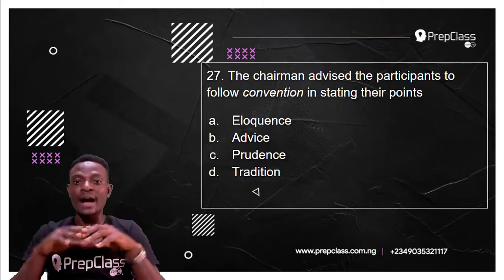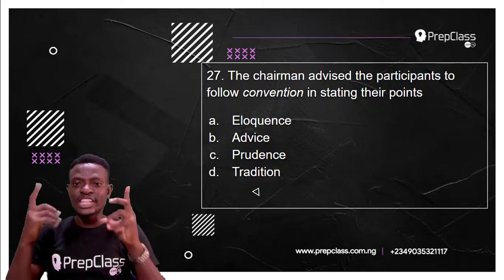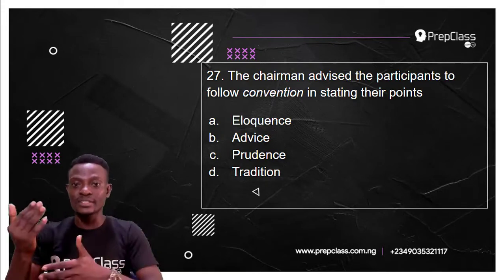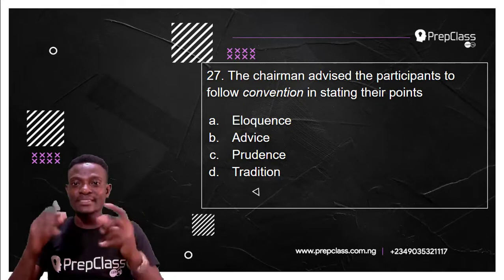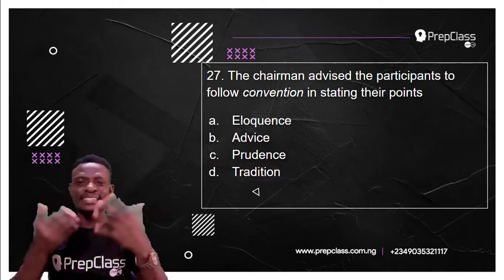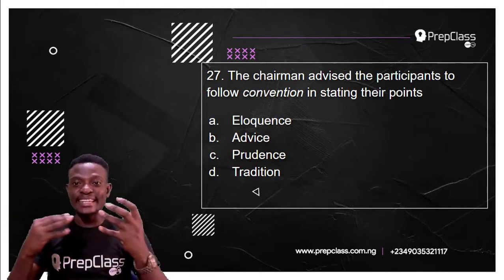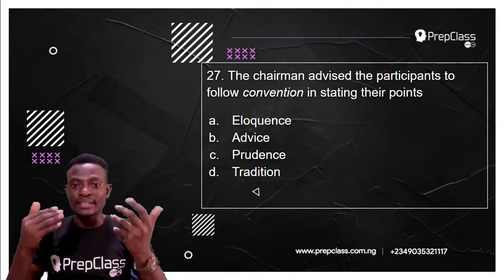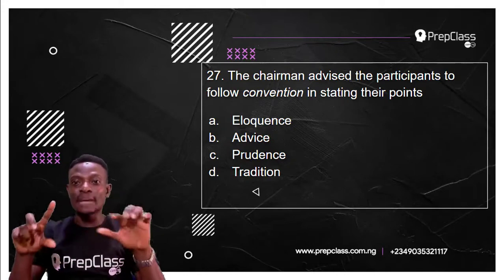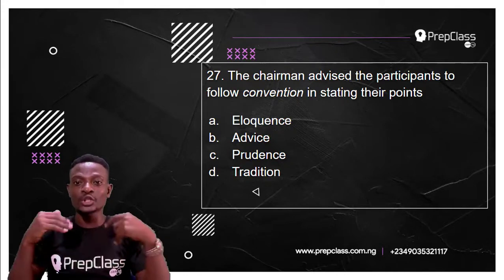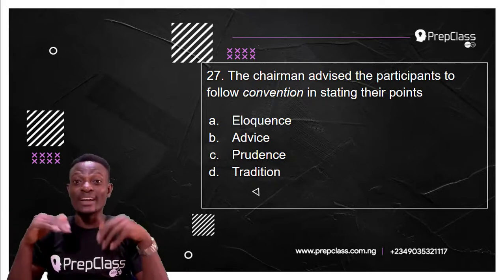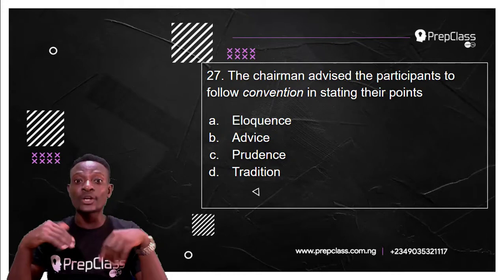So the options we have are A. Eloquence. The chairman advised the participants to follow eloquence in stating their points. B. Advice. The chairman advised the participants to follow advice in stating their points. C. Prudence. The chairman advised the participants to follow prudence in stating their points. D. Tradition. The chairman advised the participants to follow tradition in stating their points. So which of these options is the nearest in meaning to the word convention?